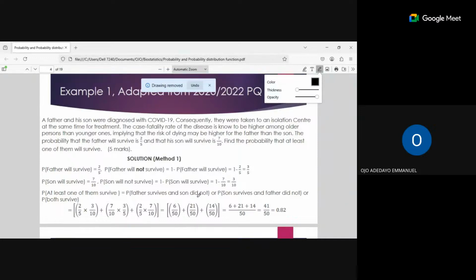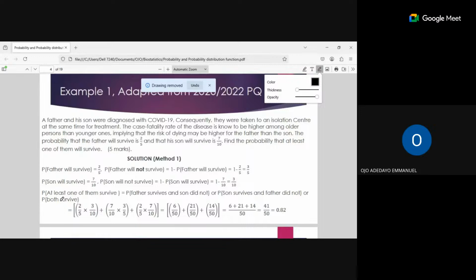Now, at least 1 means that the probability that father will survive, but son will not survive. But at least father survived. We have one person that survived. That is at least 1. It has satisfied the condition. Now, the second one is the probability of son survive, but father die. At least one still survives, which is son. Or the probability that both of them survive. I told you that when you are hearing the probability of at least 1, it means that it's either one of them survive or 2 of them survive.